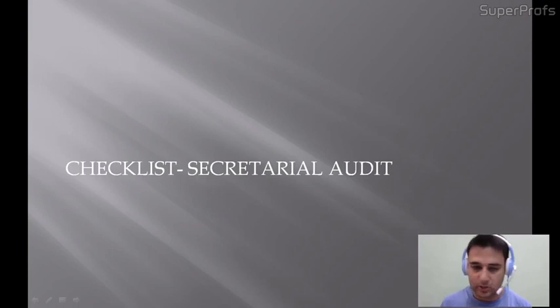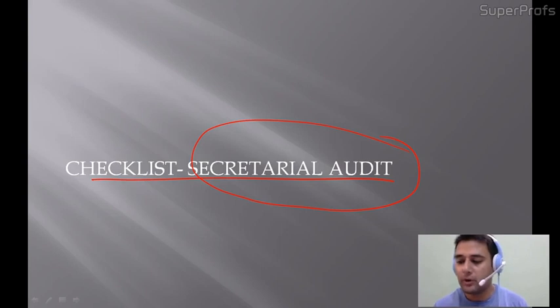Then the second chapter covers the checklist of secretarial audit. Secretarial audit is just one word, and we understand this in brief. But if I talk about the checklist, it would be in the form of the Companies Act 2013. There are some general compliance requirements that have to be complied with.